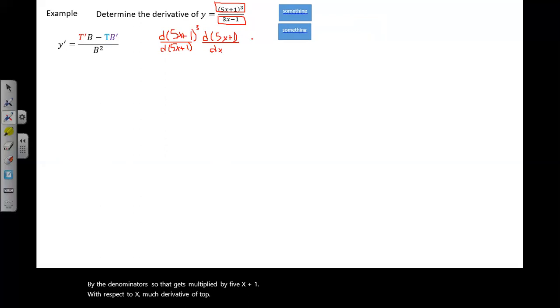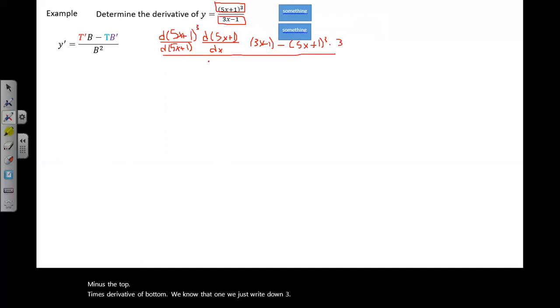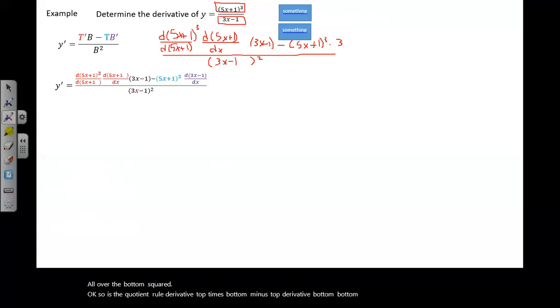Gets multiplied by bottom, minus the top times derivative of bottom. Ooh, we know that one. We just write down 3 all over the bottom squared. Okay, so it was the quotient rule, derivative top times bottom minus top, derivative bottom, bottom squared. Looking nice and neat, it looks like this.